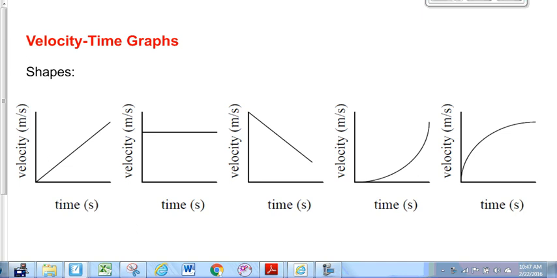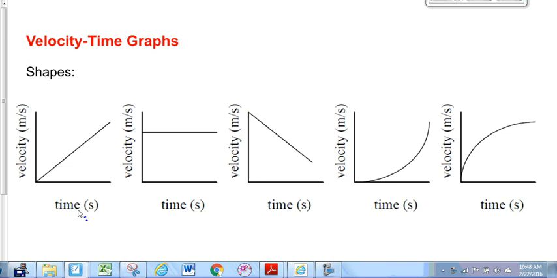Before the break, we took a look at velocity time graphs, the shapes of velocity time graphs and what they meant, and also some calculations and readings off of those velocity time graphs to determine displacement, velocity, acceleration, and so on. Let's real quickly go through the shapes here first. Let's make sure that we're on target with those, and then we'll go through the calculations that we did before the break here.